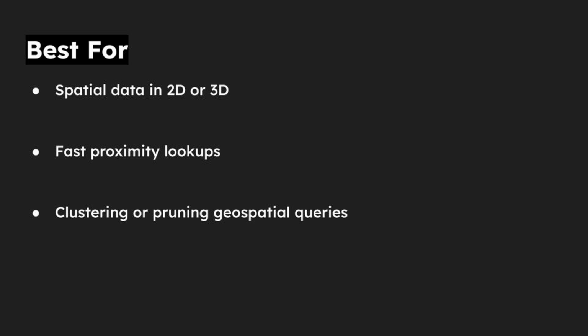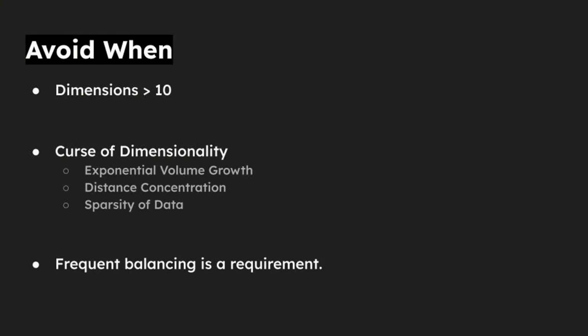KD trees excel for 2D or 3D spatial data and fast proximity lookups. Think mapping apps or clustering. However, as you add dimensions, the volume of space increases so fast that data points become sparse. Distances between points converge, making nearest neighbor distinctions less meaningful, and the tree requires frequent rebalancing to maintain performance. In those cases, KD trees perform poorly.